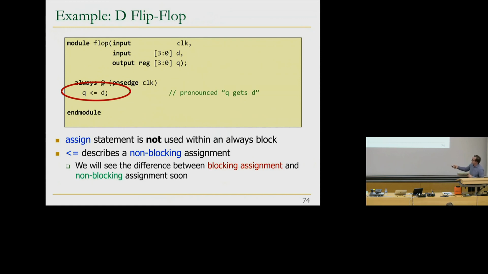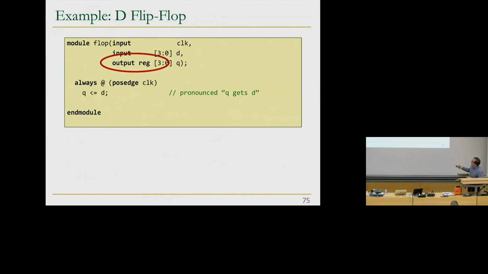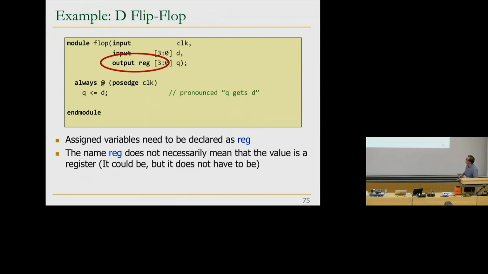So we will see the difference, this less than or equal to sign. It's really not less than or equal to, it's really an assignment. Maybe unfortunate syntax, but that's how it is. And we will see the difference between blocking and non-blocking soon. So if you want to have this D flip-flop, you need to declare the assigned variables as reg. So that's a stateful variable.